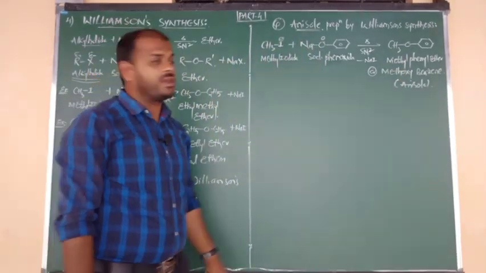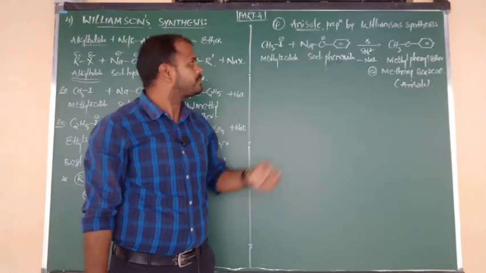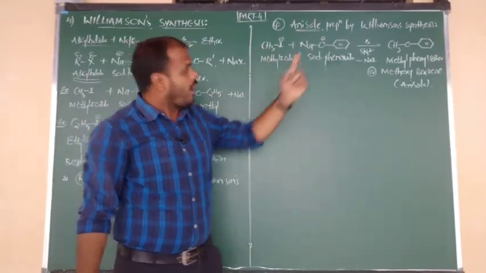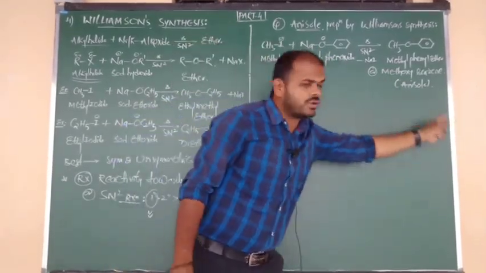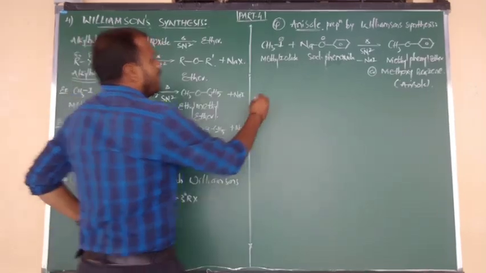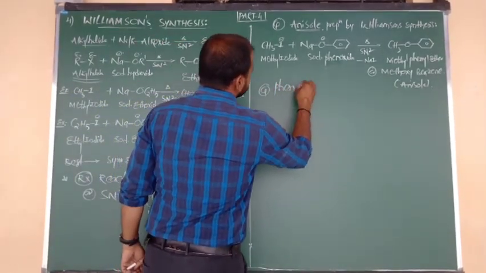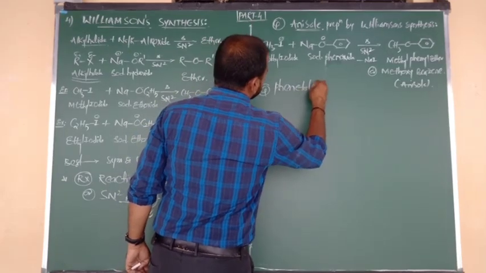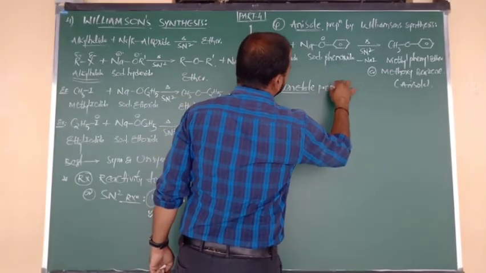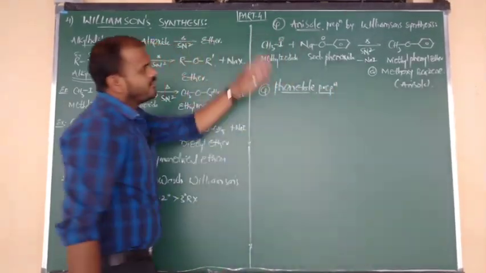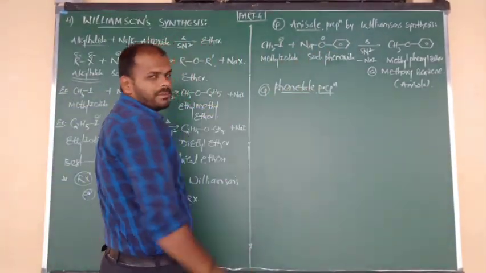So once again, statement for you. Give the preparation of anisole by Williamson's synthesis. Answer: methyl iodide on heating with sodium phenoxide gives anisole. Simply you have to say like that, beta. And another question I want to ask you: phenol preparation by the same thing, Williamson's ether synthesis. So by using Williamson's ether synthesis, how to prepare phenol?